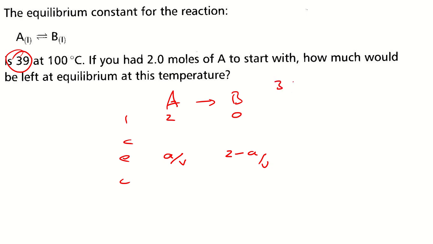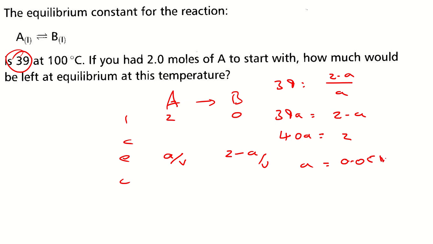So if I write in my 39 equals 2 minus A over A. I've cancelled out the V's there, by the way, for those of you who are on the ball. So that means that 39A equals 2 minus A. If I bring that across, that means 40A equals 2. So therefore A equals 0.05.